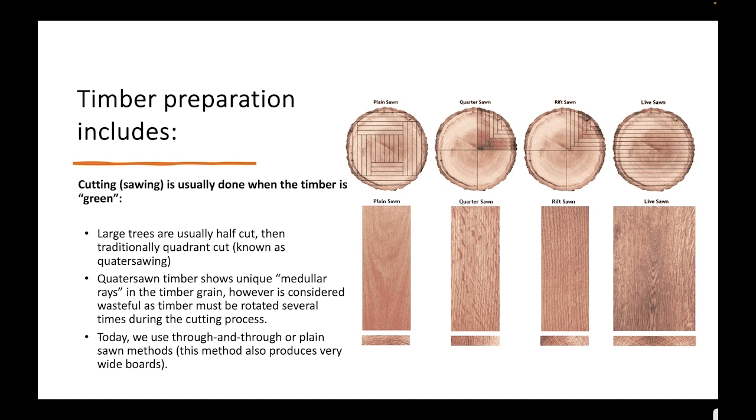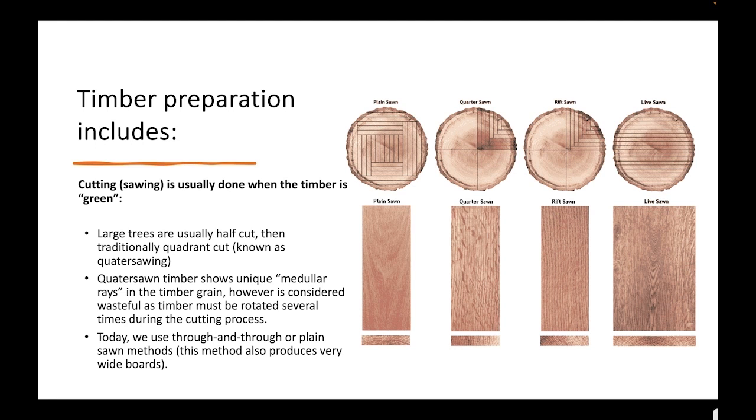When you're selecting your timber or preparing your designed piece, the first thing that you're probably going to do is cut your timber in some way, or you're going to bring in a plank that's already been cut. Large trees are usually half cut first, and then they used to be quadrant cut, and this was known as quarter sawing. So you might hear the term quarter sawn timber, and it is the most prized timber after burls.